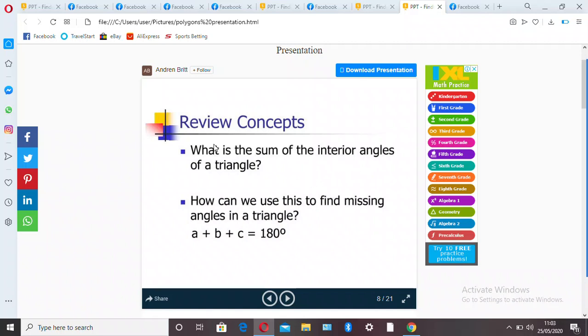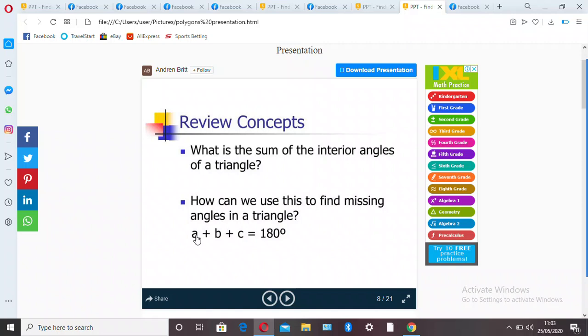So let's look at some basic concepts so that we can understand. What is the sum of the interior angles of a triangle? The total of the angles in a triangle. We will just use this illustration. I know everybody knows that it's 180 degrees, but let me use this illustration to buttress that, so that when you begin to look at other polygons, you just follow the same procedure. Okay, how can we use this to find the missing angles in a triangle? Look at it.